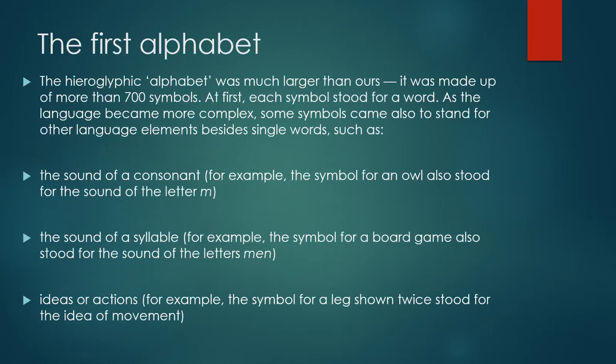So the first alphabet, the hieroglyphic alphabet, was much larger than ours. It was made up of more than 700 symbols. At first, each symbol stood for a word. As the language became more complex, more symbols came also to stand for other language elements besides single words, such as the following: the sound of a consonant, the sound of a syllable, the ideas or actions.